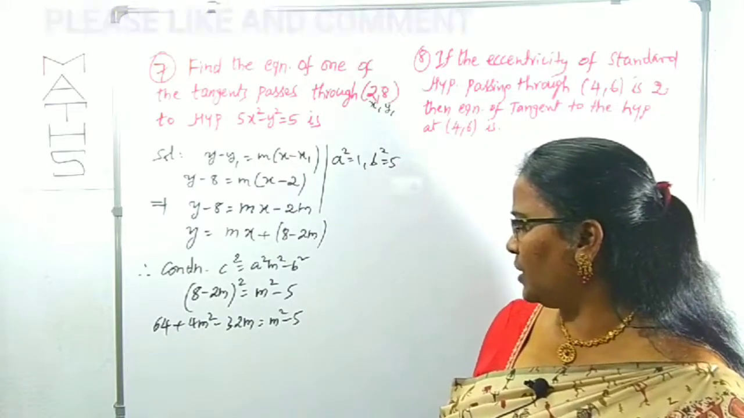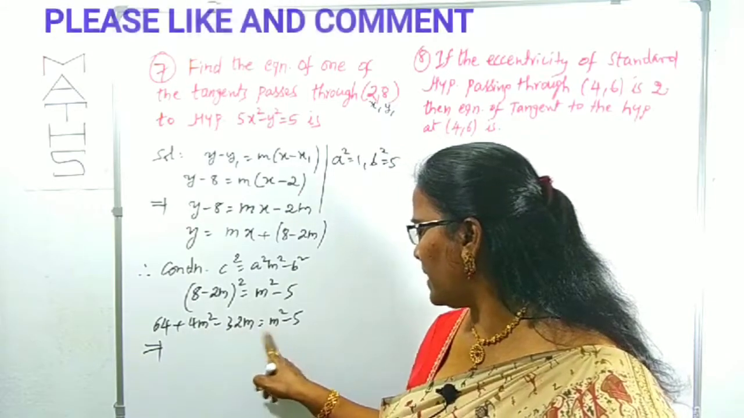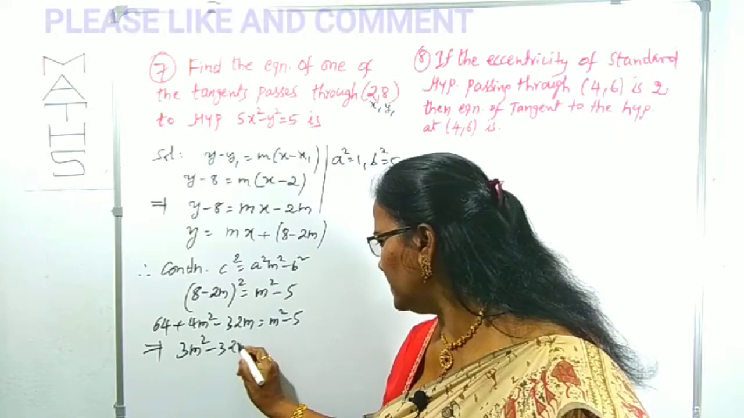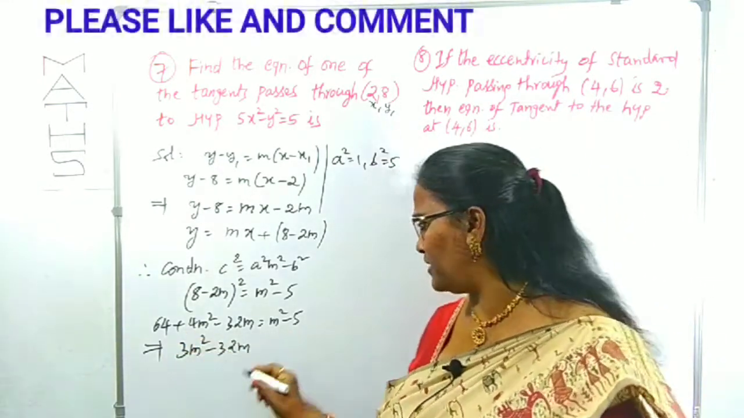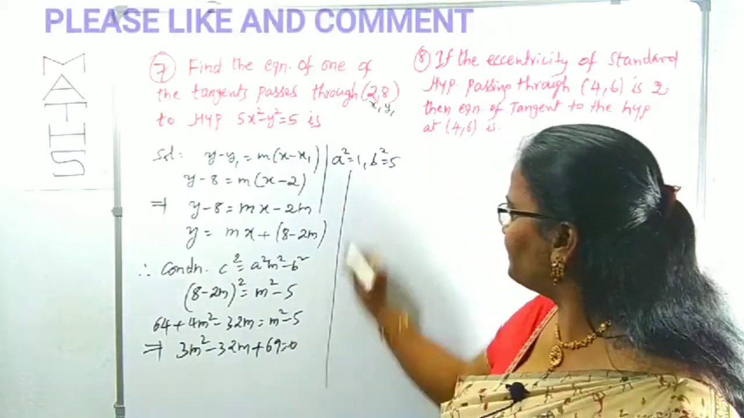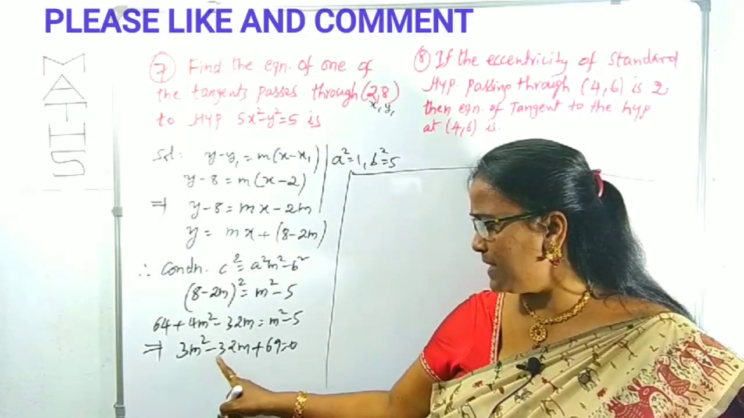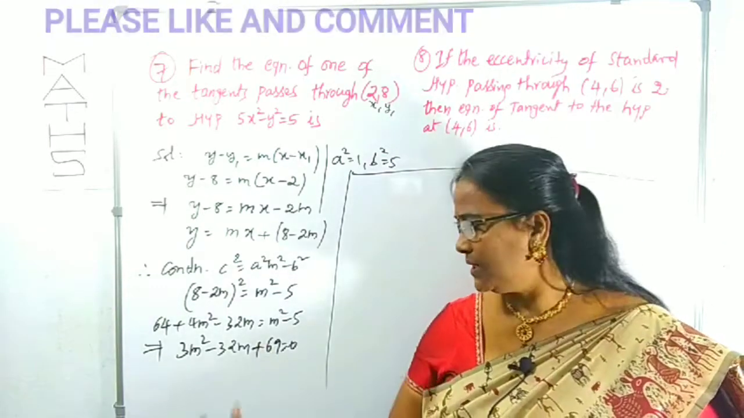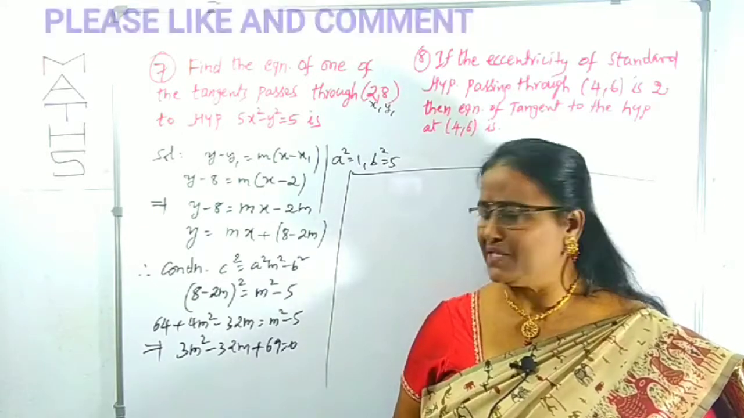Clear? Now simplifying: 4m square minus m square is 3m square, minus 32m, plus 64, and minus 5 becomes plus 5, that means 69, is equal to 0. It will be in the form of 3m square minus 32m plus 69 equals 0. This is clearly a quadratic equation in terms of m.